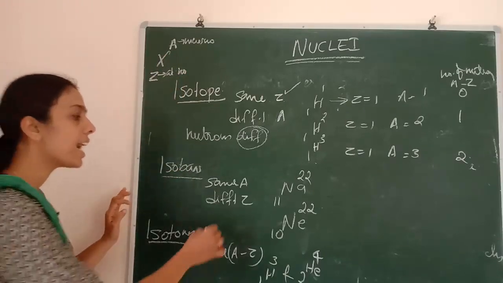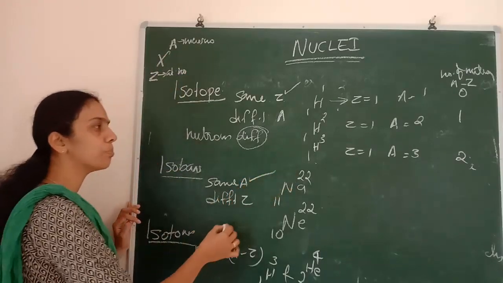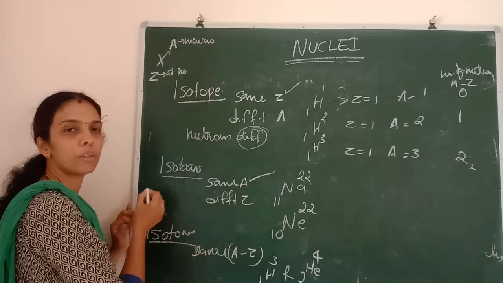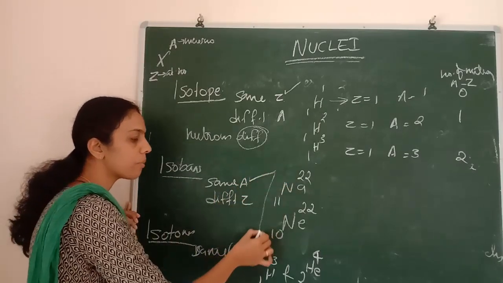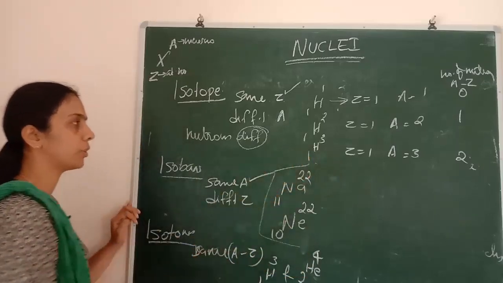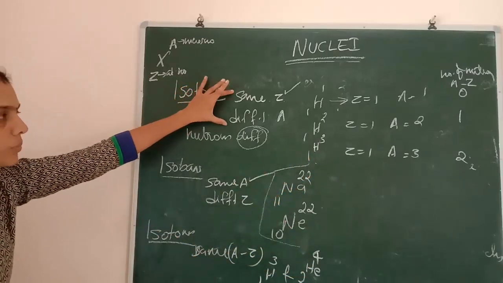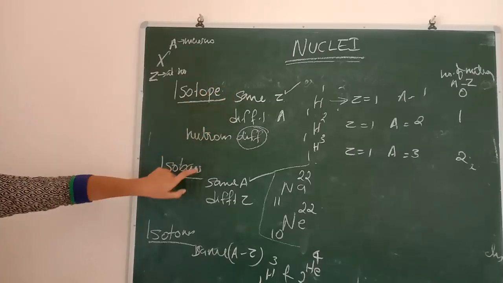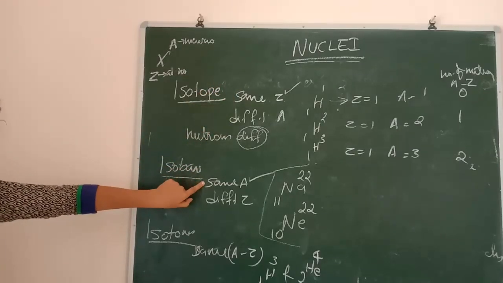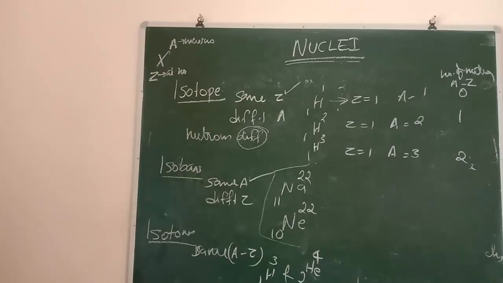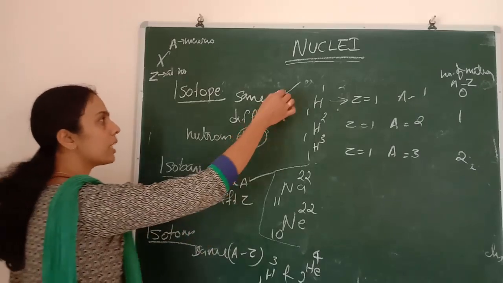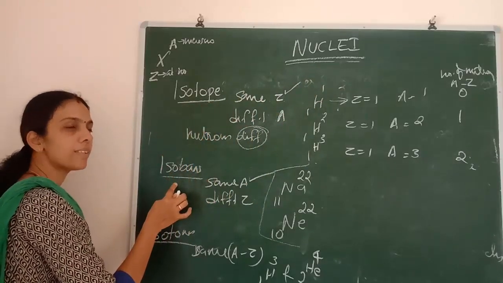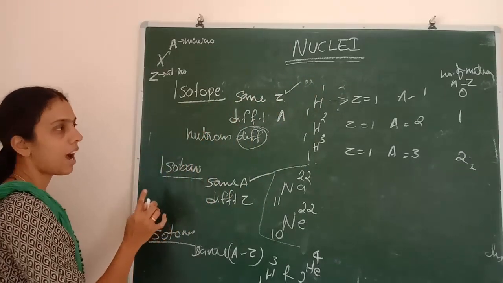Isobars means the same mass number but different atomic number. The atomic number will be different. If you remember one example, it will be easy for you. Isotopes have the same atomic number, different mass number. Here, same mass number but different atomic number. So if the atomic number is same, we can say isotope. If the mass number is same, we can say it is isobars.